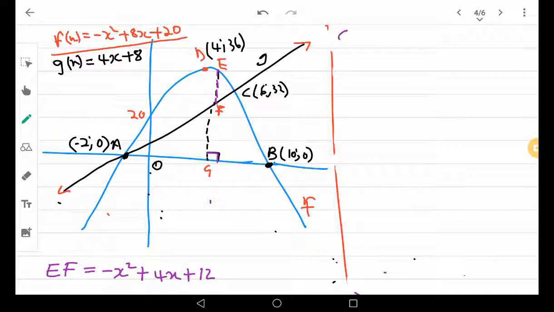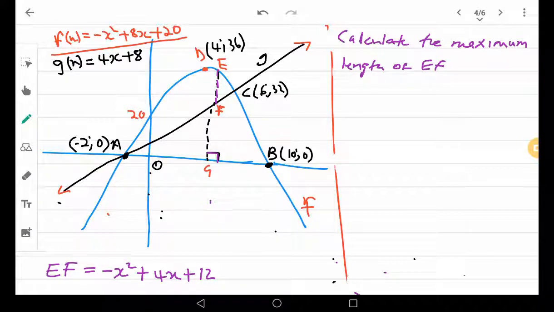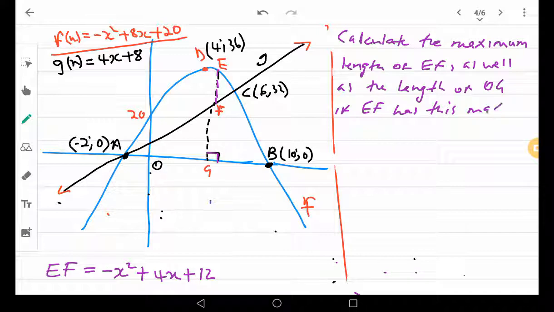Calculate the maximum length of EF, as well as the length of OG if EF has this maximum length.